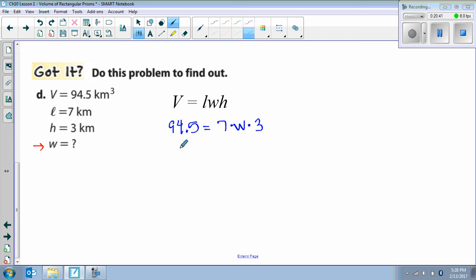And now we simplify. So we have 94.5 is equal to 7 times 3 is 21, W. Now we have a multiplication equation, and to get the W by itself, we will divide by 21 on both sides. So here, the 21s will cancel, and W is equal to 4.5. 4.5 kilometers.